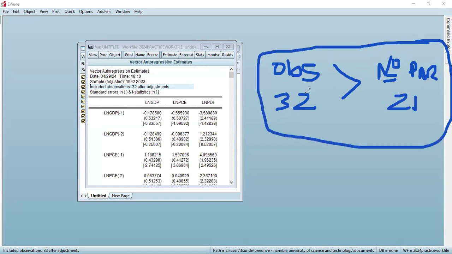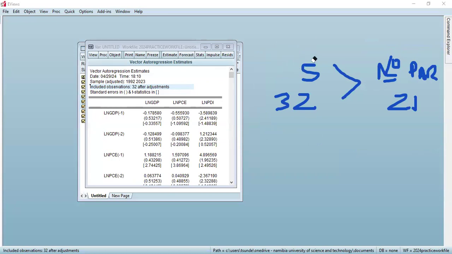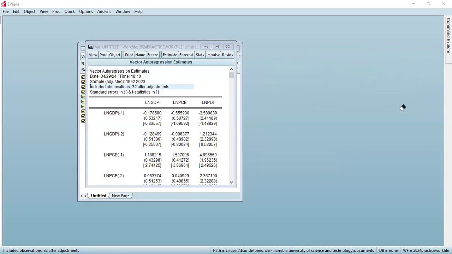If the number of observations is smaller than the parameters, then you cannot estimate that vector autoregression model. Because of the lags on the variables, vector autoregression models have too many parameters, which means when you are estimating the model, you have to have a large number of data points, a large number of observations. That is what allows you to estimate the vector autoregression model. Okay? So you must have a large number of observations.